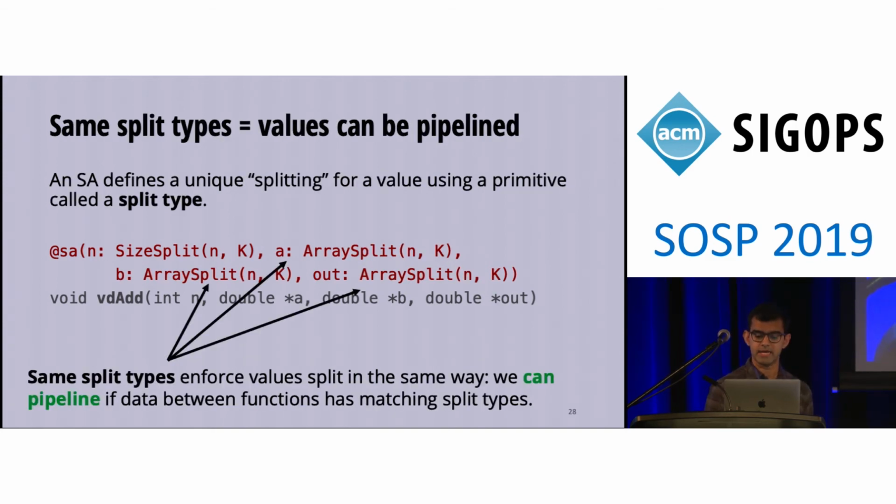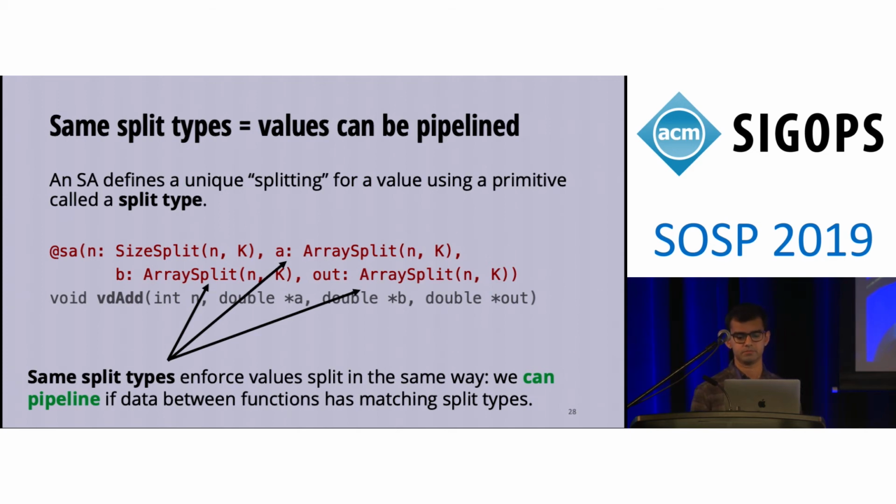So given the split types in each annotation, we can actually enforce safe pipelining by effectively adding constraints on when a function can operate over split data. So notice that we've assigned the same split type array split to each of the array inputs. This means that our system will only call VDAdd on split data if at runtime the inputs to VDAdd are split in the same way.